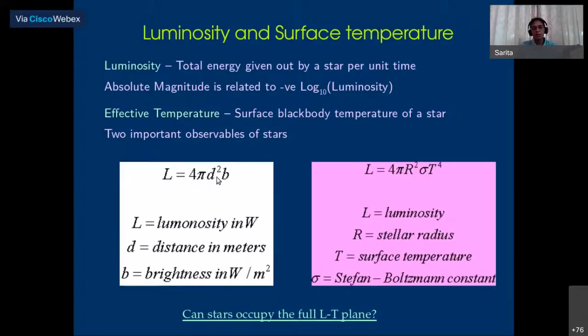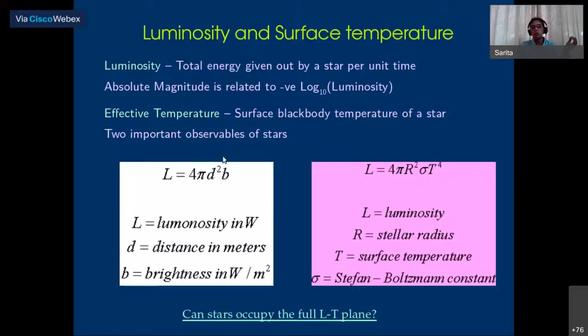So luminosity is 4 pi d square f, and we also know how to relate the surface temperature to the luminosity. That is using the black body relation, the Stefan-Boltzmann law. You have the surface area of a sphere multiplied with the power emitted per unit area of the black body. So sigma T effective to the power 4 into 4 pi r square, that is also the luminosity of a star.